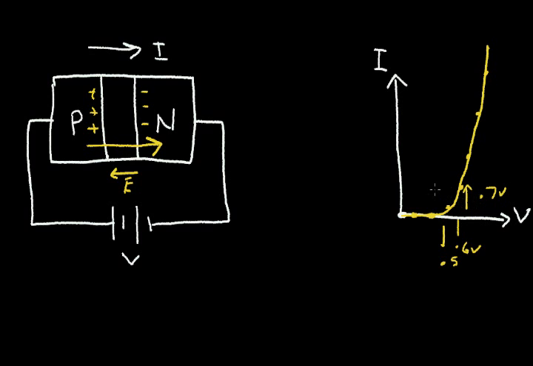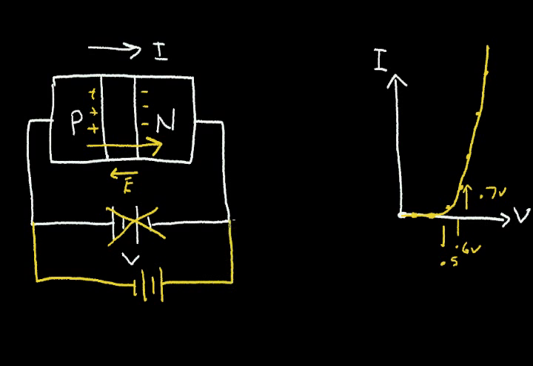So let's analyze what happens if I reverse the polarity of this battery. So I'm going to remove this battery. I'm going to connect one with the opposite polarity. So let's connect the negative terminal to the P region. I'm going to connect the positive terminal to the N region. So what's going to happen now?